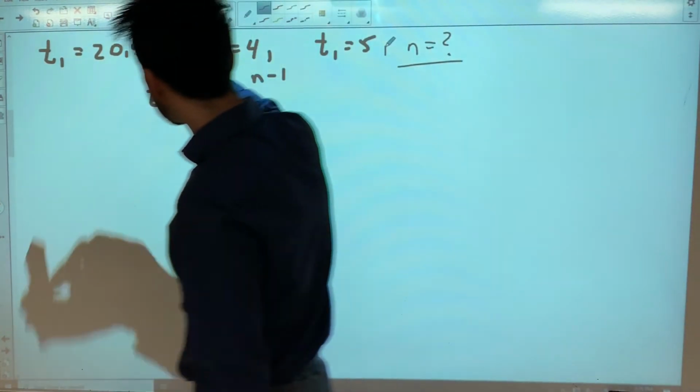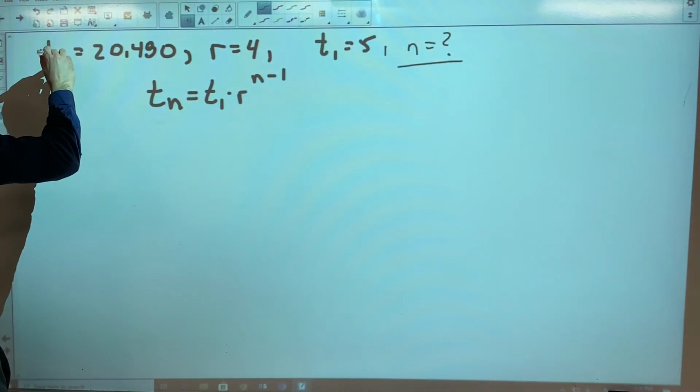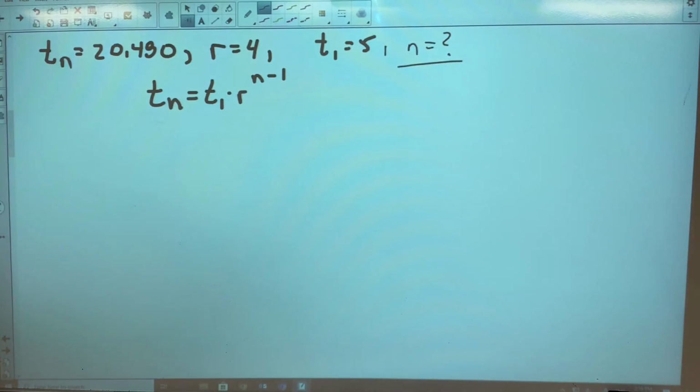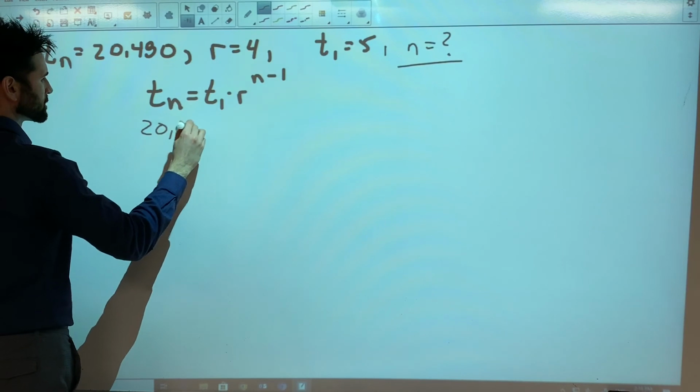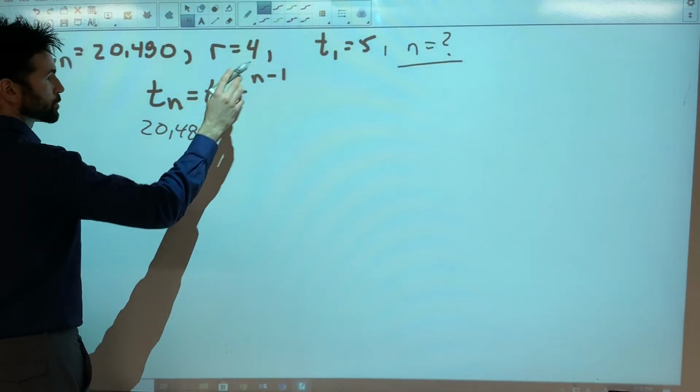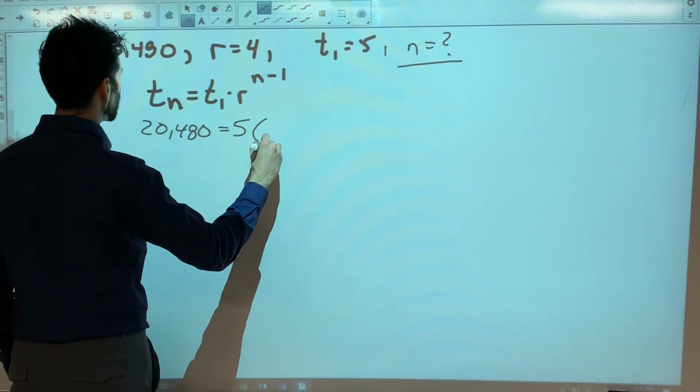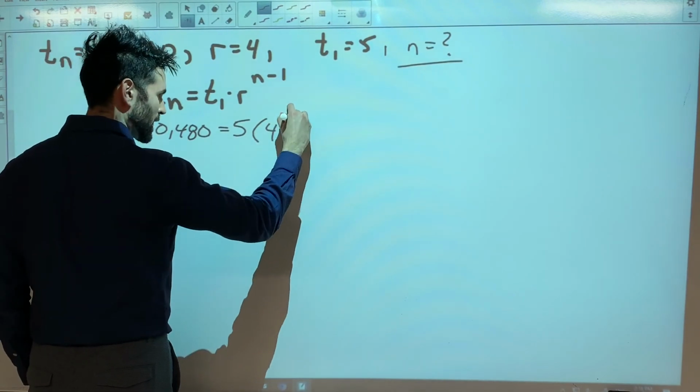Right? This didn't come through. They should have said Tn. So if I plug in for term n, I plug in what I got. And then term 1 is 5. And then r is 4, and it's raised to the n minus 1.